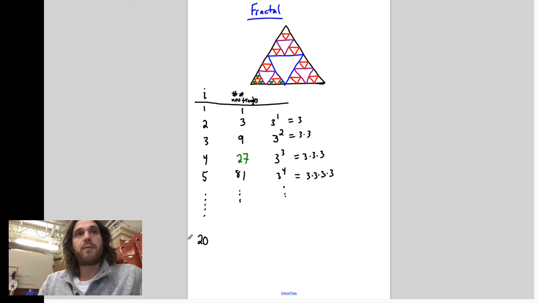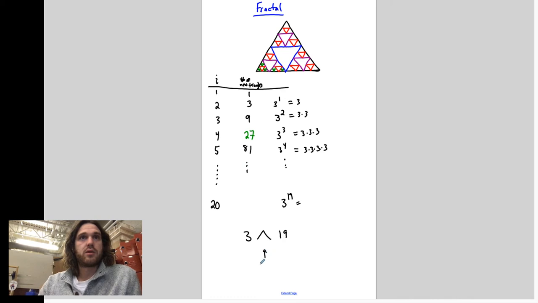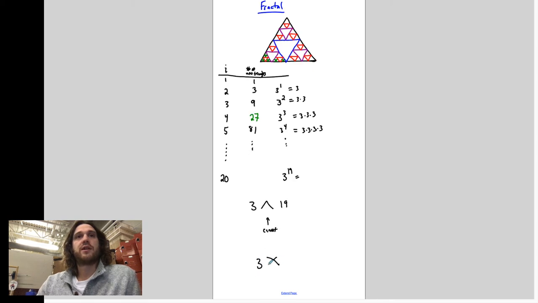But if I wanted to find the number of triangles that I would draw at step 20, that would be 3 to the 19th. If you want to plug an exponent into your phone, you can simply do 3, and if your exponent has this symbol, you would use that symbol. It's called the caret. 3 caret 19, or sometimes they have this button that looks like x to the y. So 3 x to the y 19 is also something that you can plug in.